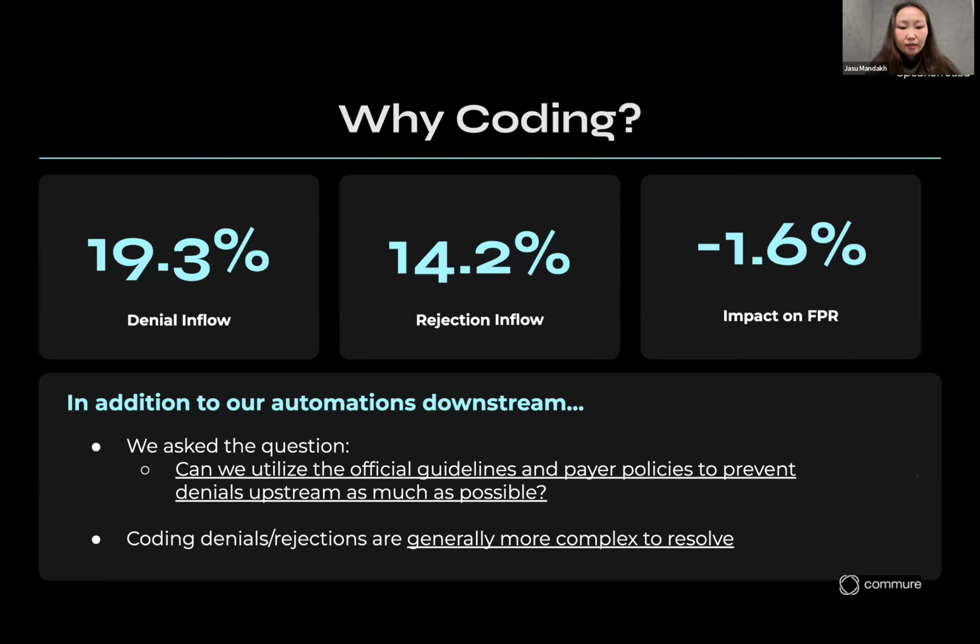So we asked the question: how can we leverage all of these official guidelines to prevent these denials and rejections? And at the same time, how can we use all of this policy information to suggest an accurate coding suggestion that you can use to fix your denial rejections?